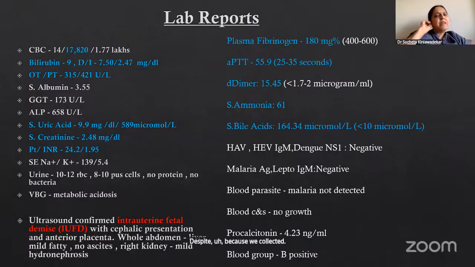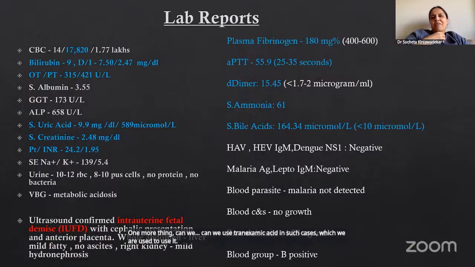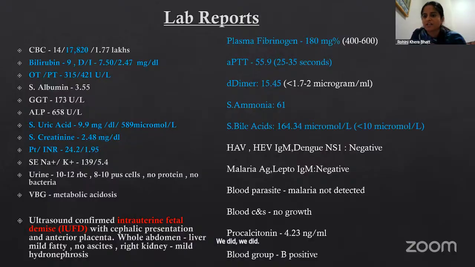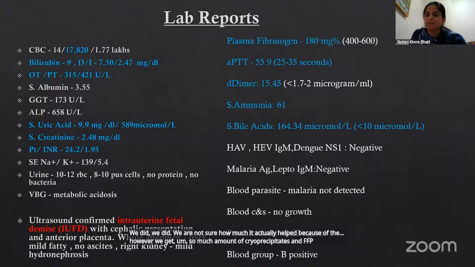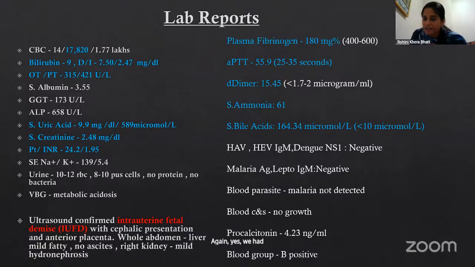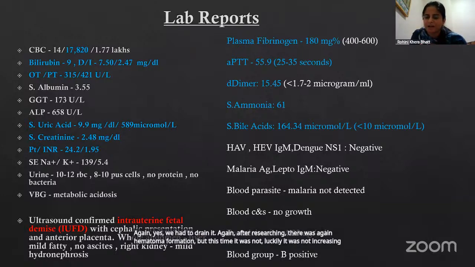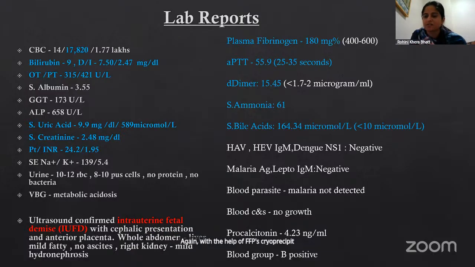One more thing, can we use tranexamic acid in such cases, which we are used to using everywhere in PPH? We did. We are not sure how much it actually helped. However, we gave so much cryoprecipitates and FFPs. Despite that, the hematoma was increasing in size, and again, yes, we had to drain it. After resuturing, there was again hematoma formation, but luckily this time it was not increasing, so we kept it packed. And again, with the help of FFPs and cryoprecipitates, we controlled it somehow.